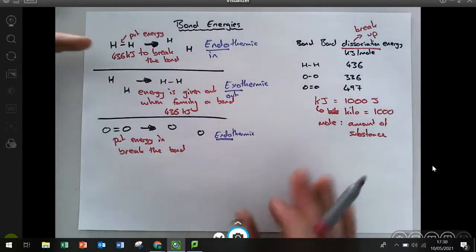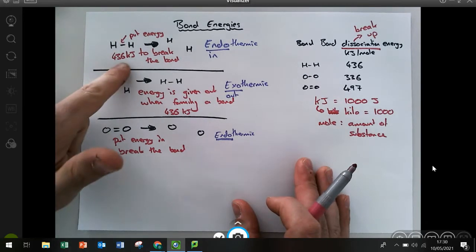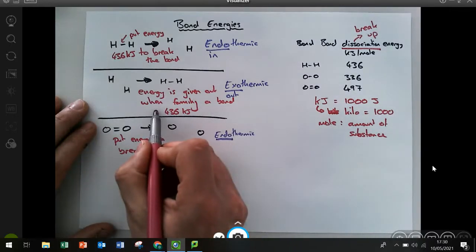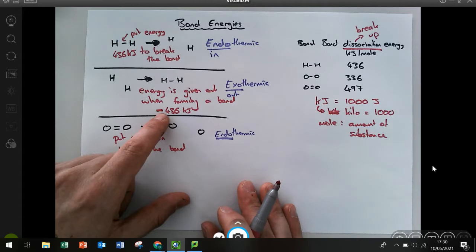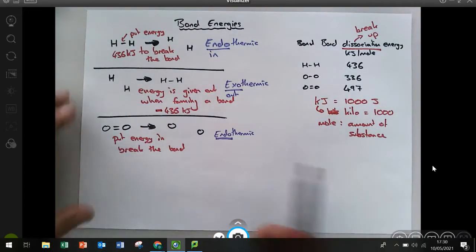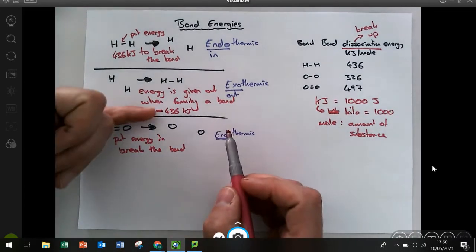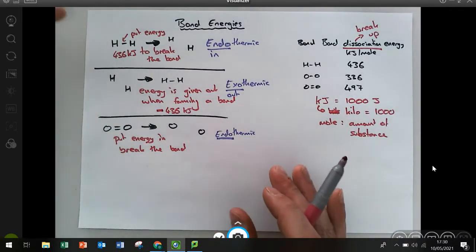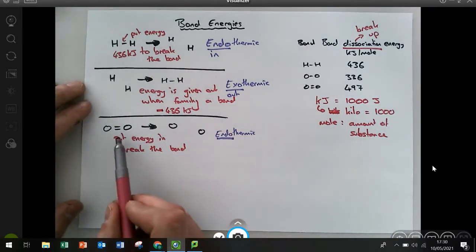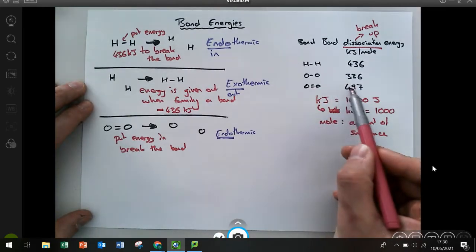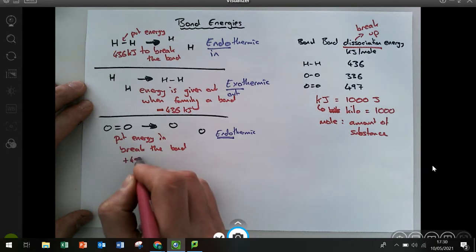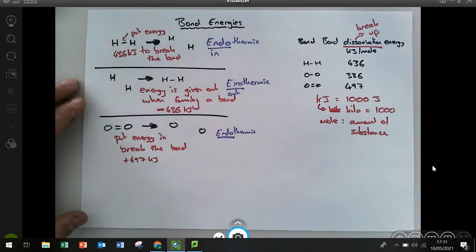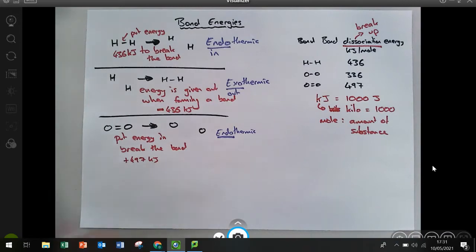Now here we're putting energy in, so we just write this number. Here we're getting energy out, so to show that, we write minus. I know that might seem like maybe we're losing energy, but that's just a convention. If it's a minus sign, it means we get energy out. If it's a positive sign, we put energy in. And here we can look at the table. We've got 497, so here we're going to put 497 kilojoules of energy in to break this bond. Now, those are really easy examples.